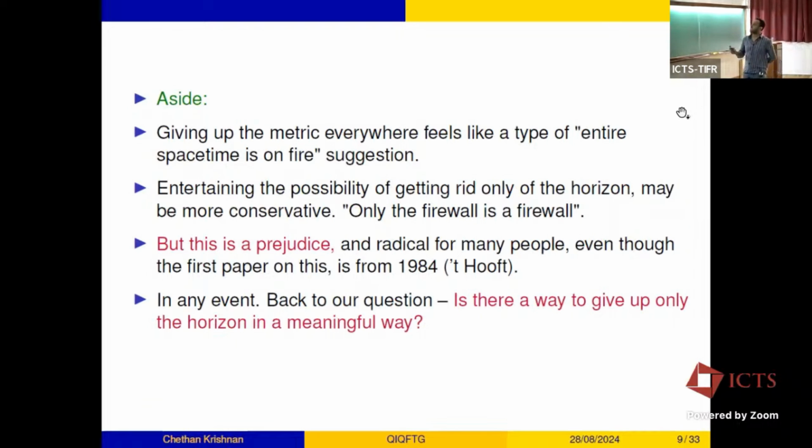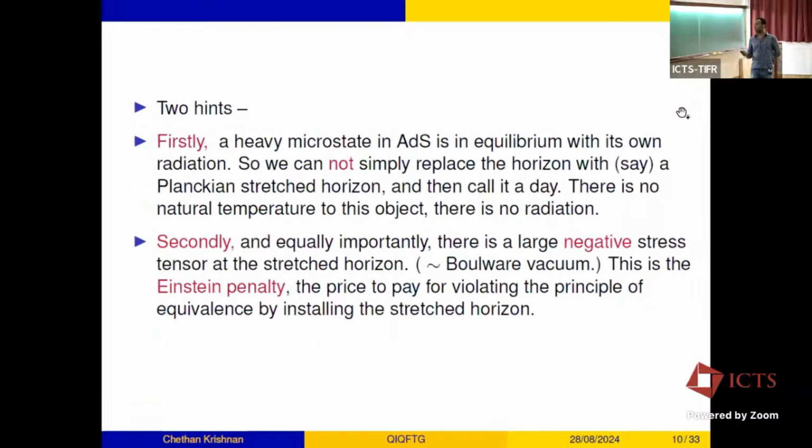Okay, so back to our question: is there a way to give up only the horizon in a meaningful way? There are two hints, because we are in a fairly concrete setting, large heavy black hole states in AdS/CFT. A heavy microstate in AdS is in equilibrium with its own radiation. This is one fact that we know, because that's the way we think about it. So we cannot simply replace the horizon with, say, a Planckian stretched horizon, then call it a day.